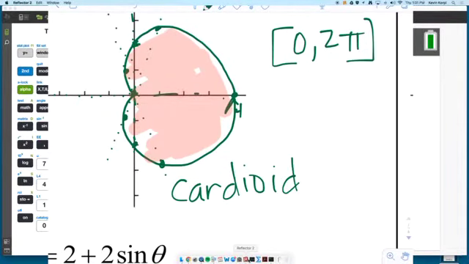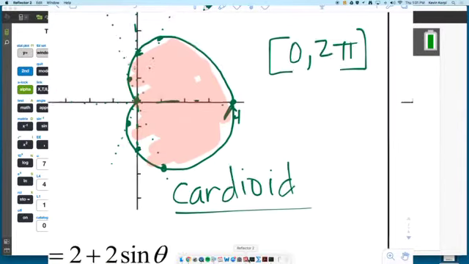Cardioid. We call it a cardioid. Cardioid. There's a lot of vowels there.